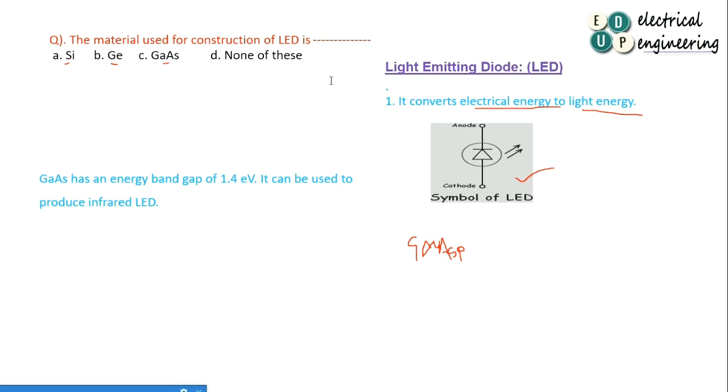For construction of LED you use gallium arsenide, whose energy band gap is 1.4 electron volt, which emits in the infrared region. So we use gallium arsenide. The answer is C. Silicon and germanium semiconductors release their energy in the visible region, so they are not used.